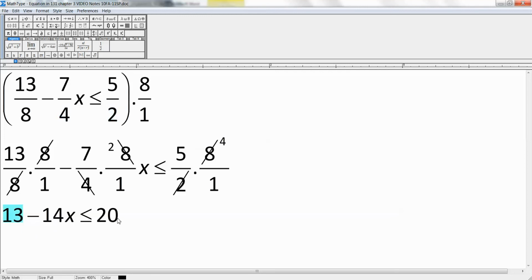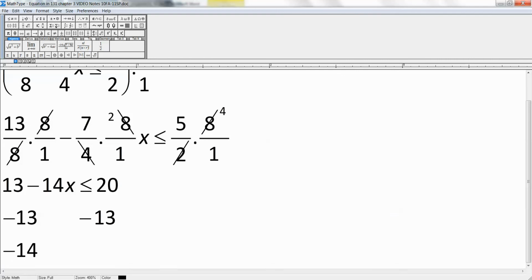And at this point, this isn't a hard problem to solve. You subtract 13 from both sides. Okay. So you're going to have negative 14x. Oopsie, sorry about that. A 14x is less than or equal to 7. Then you want to divide by negative 14 to both sides.